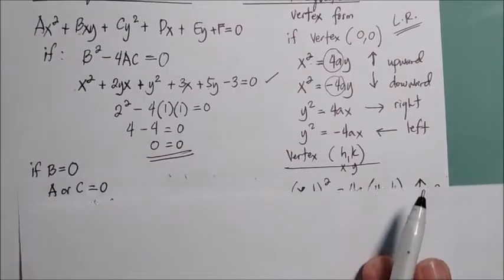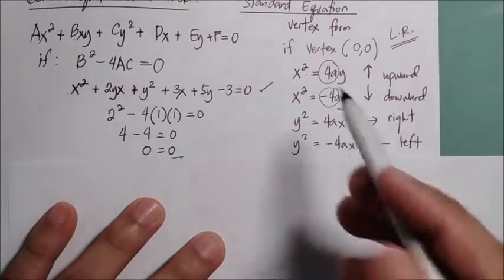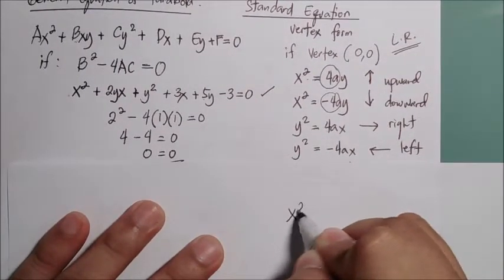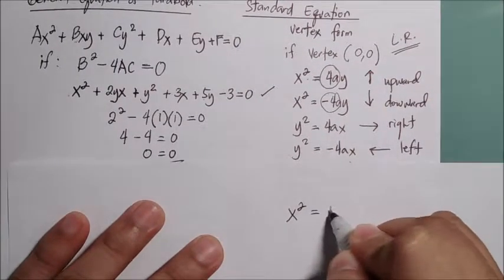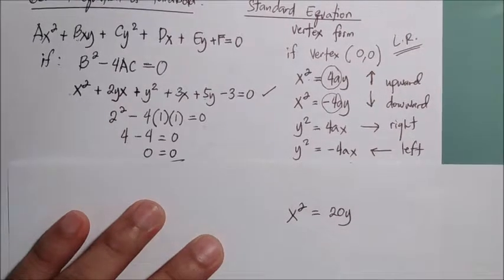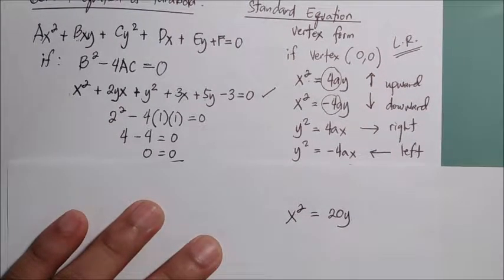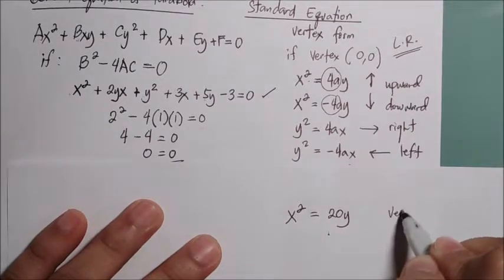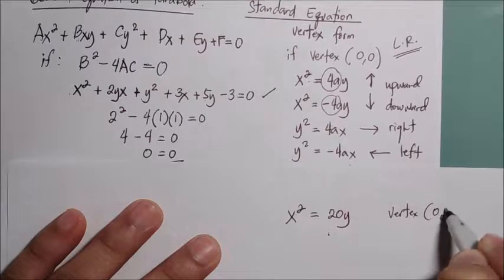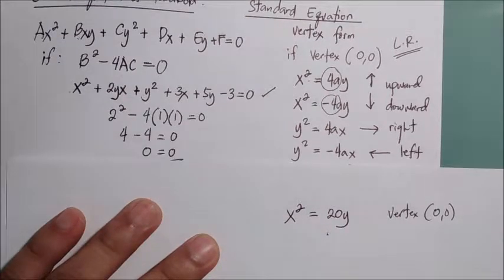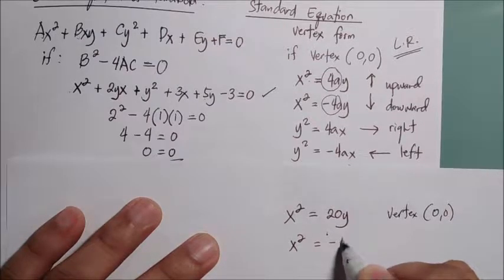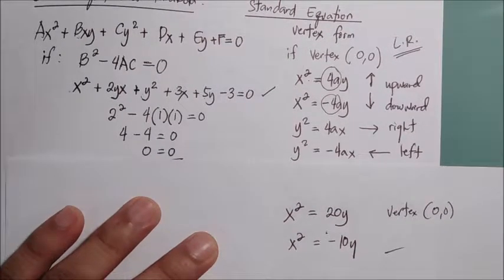Meaning to say, for example, the equation of the parabola is x squared equals 20y. If this is the equation of the parabola, the vertex is at (0, 0). Automatic. If for example given is x squared equals 10y, the vertex is still at (0, 0).